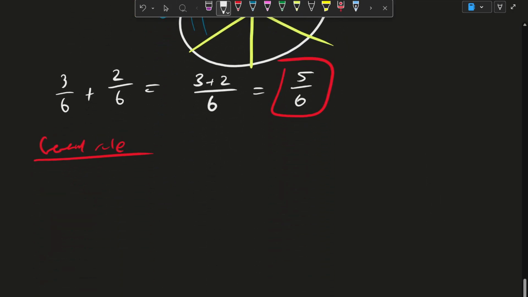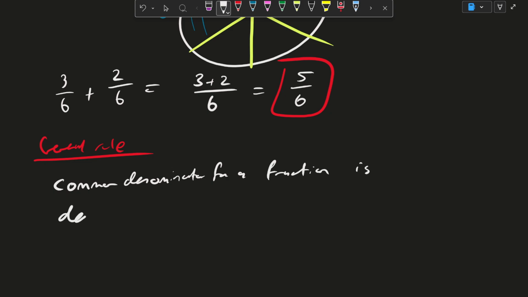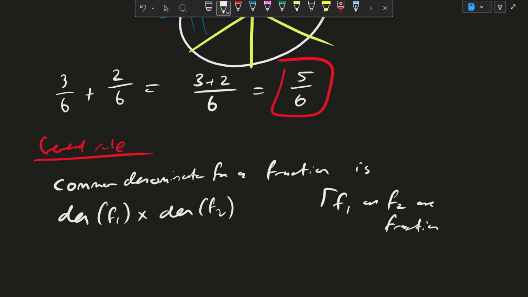So in the simplest case, the common denominator for a fraction is the denominator of the first fraction multiplied by the denominator of the second fraction, where f1 and f2 are fractions. And we'll be using that trick to simplify different kinds of fractions.